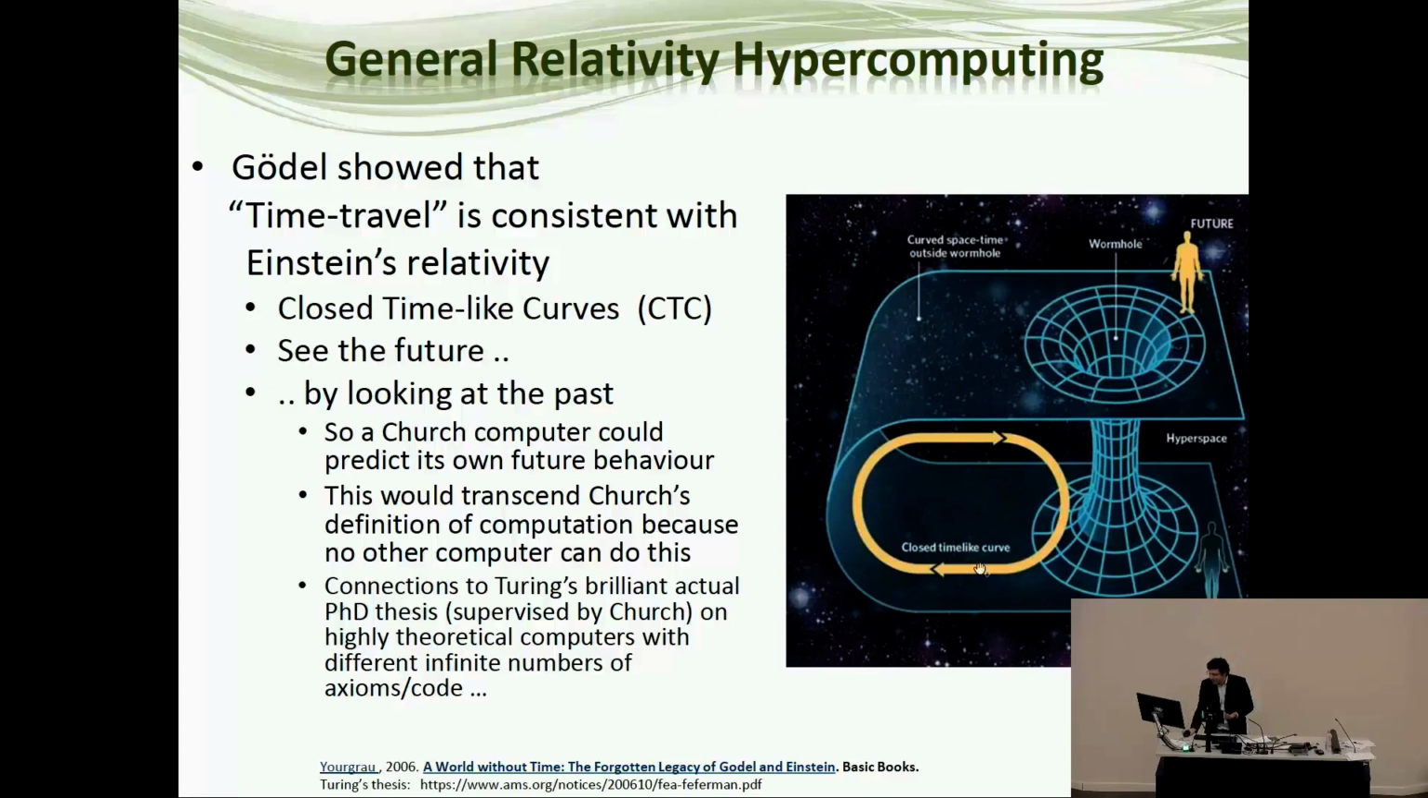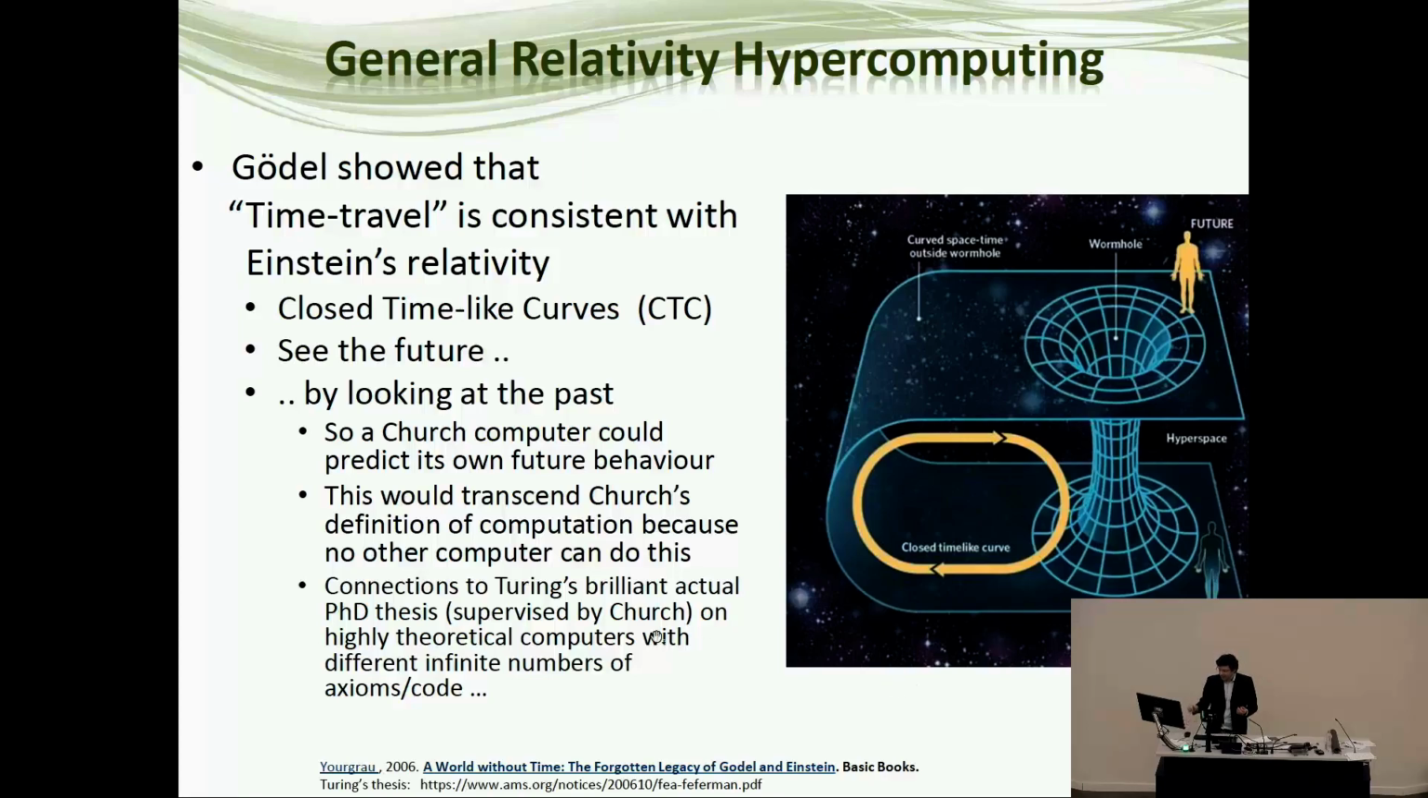If you have a closed time-like curve, you don't have to predict the future because it's already happened. You can look in the past and store what happened. You know, am I going to halt or not? You can just look in data you've stored in the past and look it up. And that appears to transcend Church's definition of a computer.